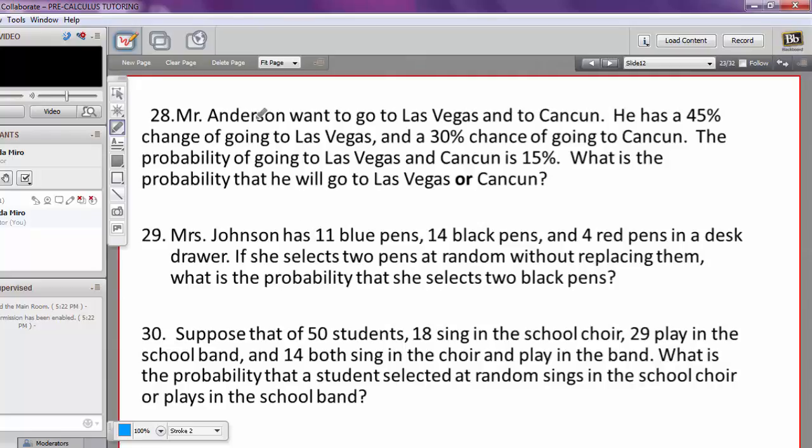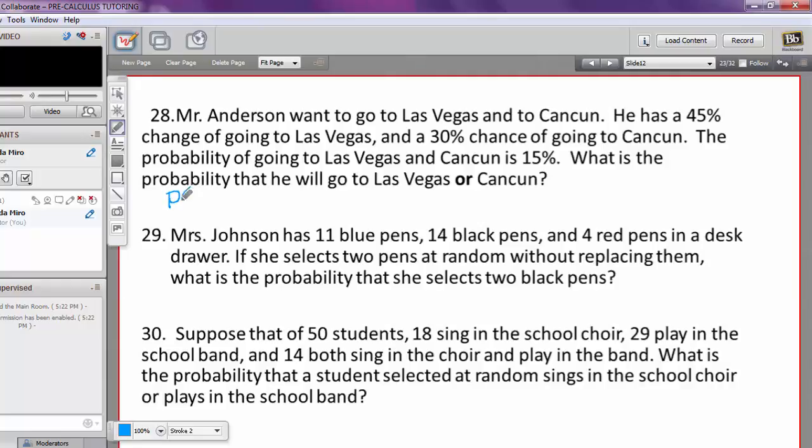And continuing with probability, Mr. Anderson wants to go to Las Vegas and to Cancun. He has a 45% chance of going to Las Vegas and a 30% chance of going to Cancun. The probability of going to Las Vegas and Cancun is 15%. What is the probability that he will go to Las Vegas or Cancun?